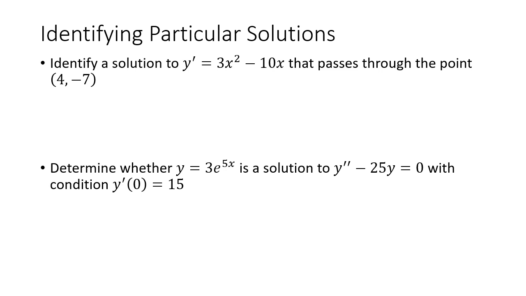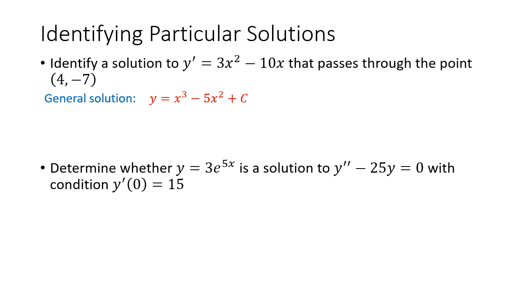Taking the integral of 3x squared minus 10x gives us the general solution y is equal to x to the third minus 5x squared plus a constant c. Now, that's a general solution. However, we want a particular solution.